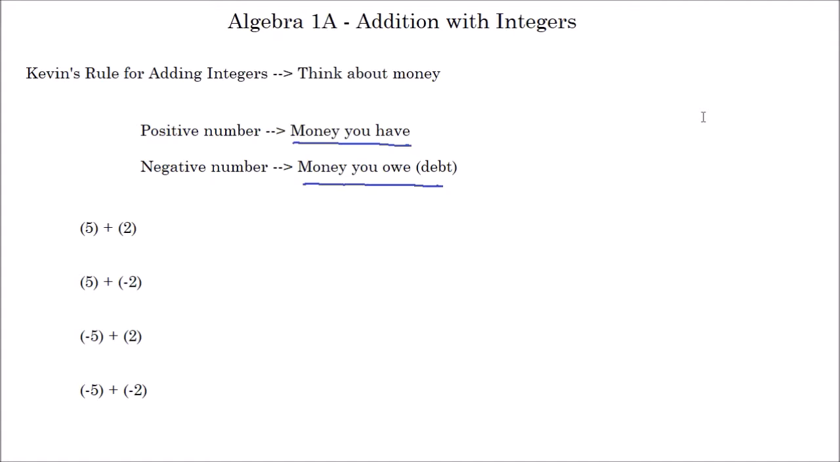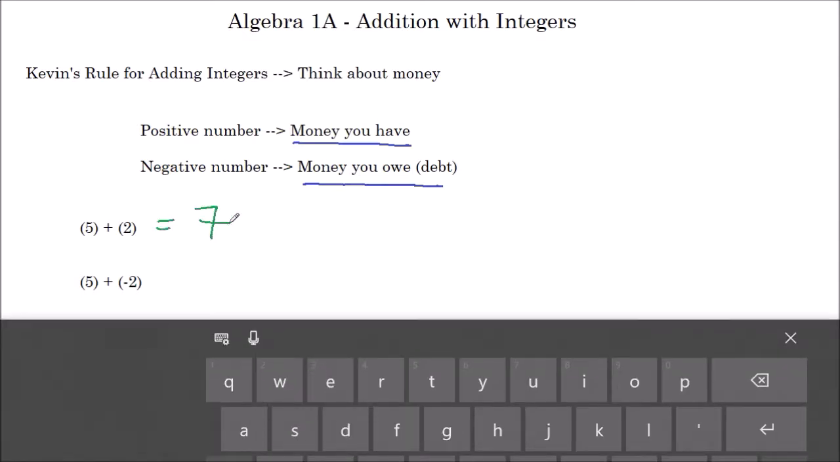So to come back to those 4 problems I gave you earlier in the video, and to see now how we can make sense of this without looking at the patterns, I'm going to think about money. So for this first one, again, we hopefully can do 5 plus 2 without having to worry about these positives and negatives. This is just whole numbers. So 5 plus 2 equals 7.